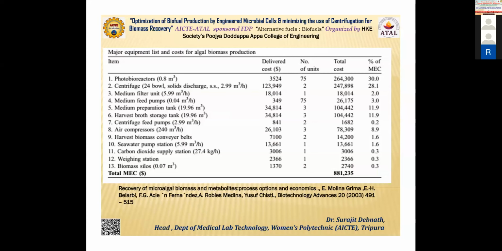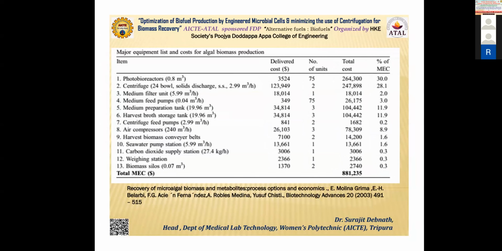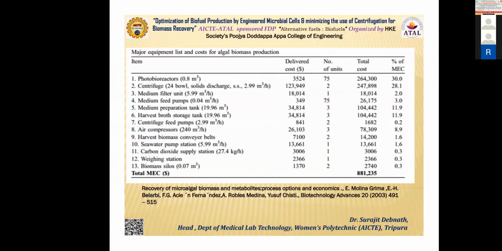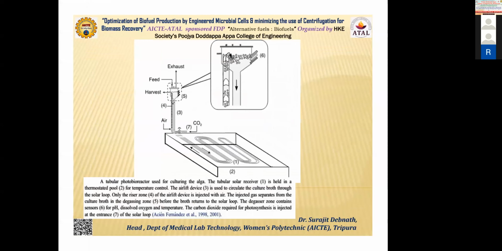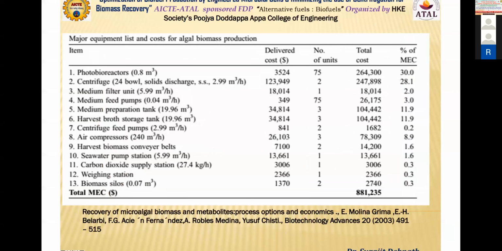Can you remember the pond the person showed you in the previous video? It is similar to this one only, isn't it? Anyway, there are some adjustments that have been done because it is a lab scale thing. So here again, there is the overall cost of the equipment that will be needed for your biodiesel plant if you are using this strategy. In that, you need to put a centrifuge all over again. Can you see the delivered cost per dollar? Can you see number two, centrifugation? How much does it cost?